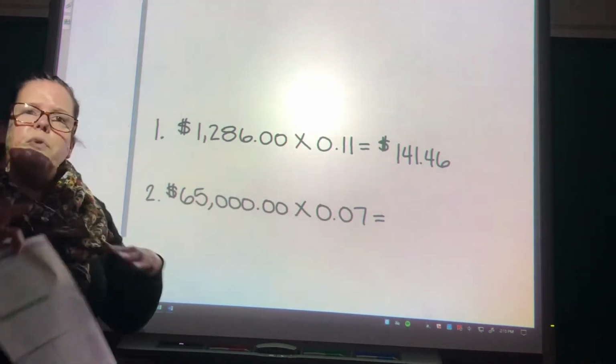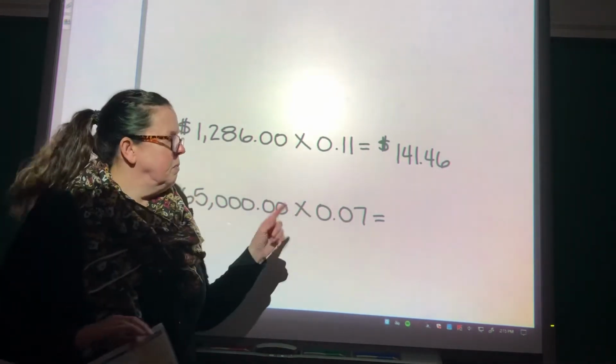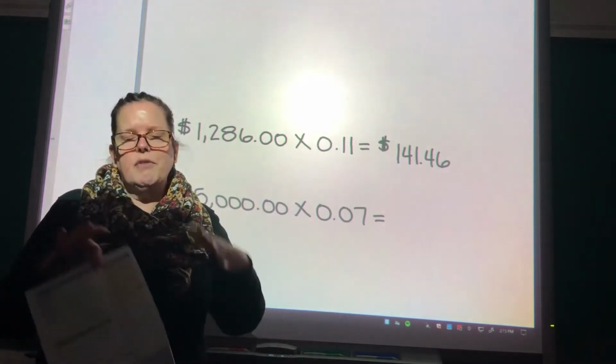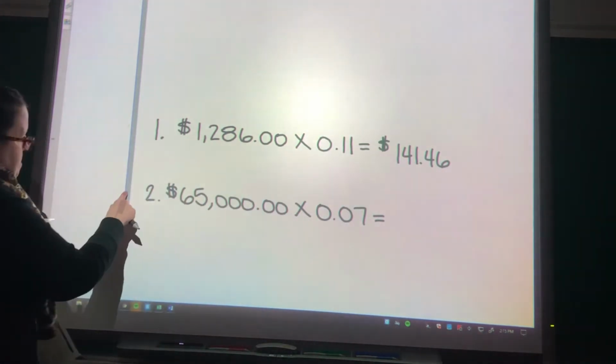You will have a Google form that you can put these answers into. When you put them into your Google form, make sure you put the dollar sign and the decimal point. Everything has to be money, okay?